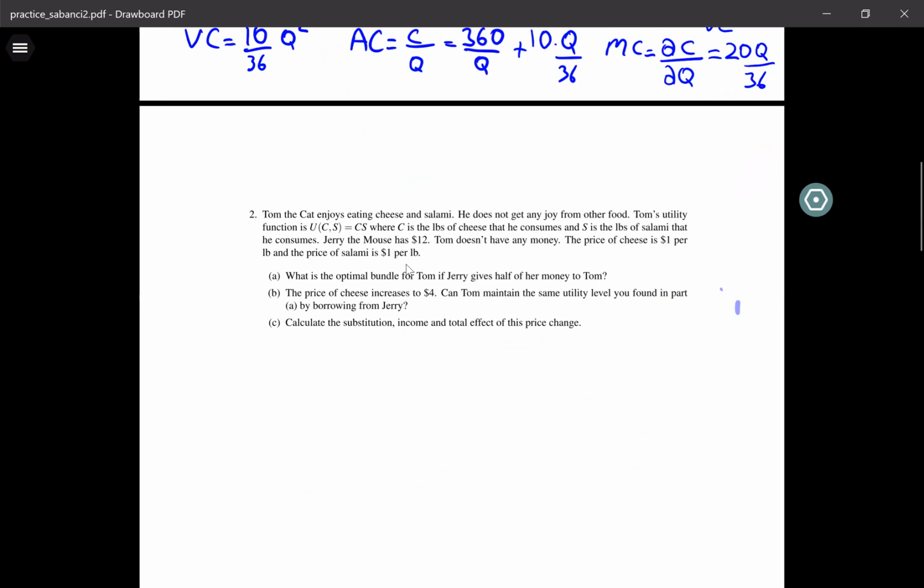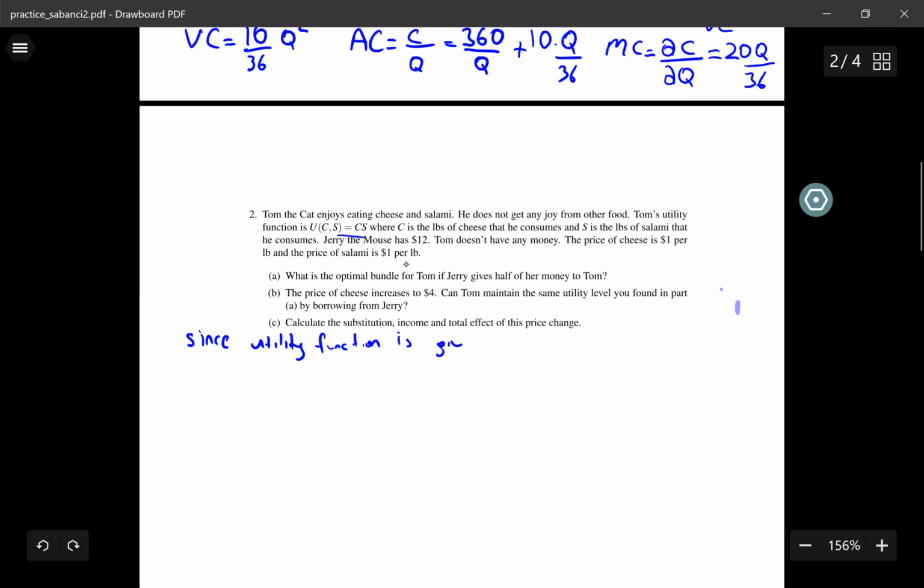The utility function is given as a Cobb-Douglas utility function, which means that we can use the marginal rate of substitution equal to the price ratio, which is minus P1 over P2.